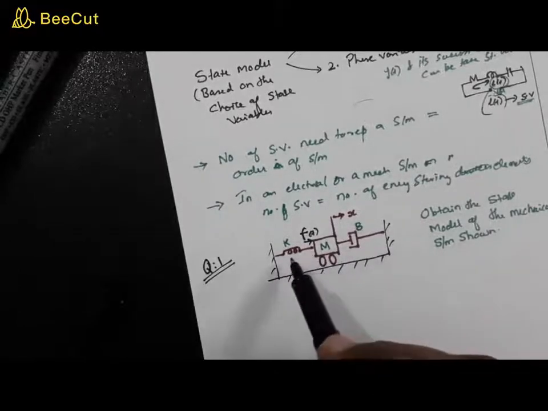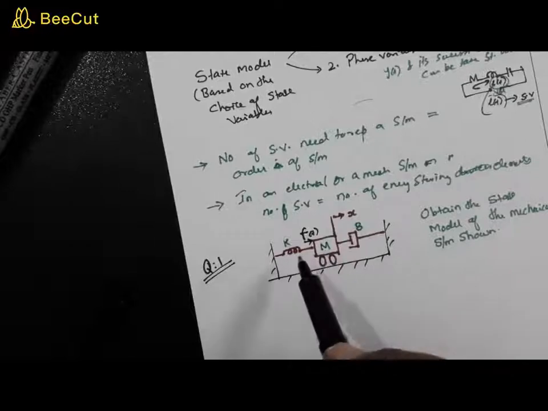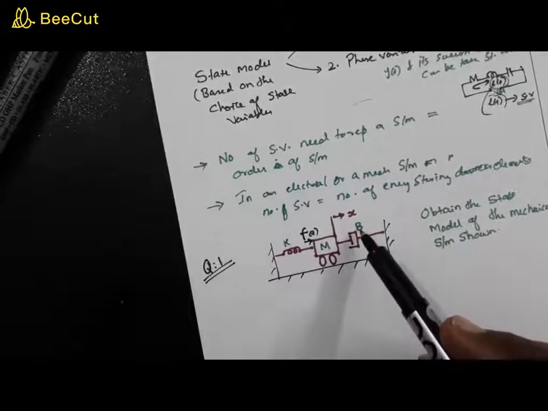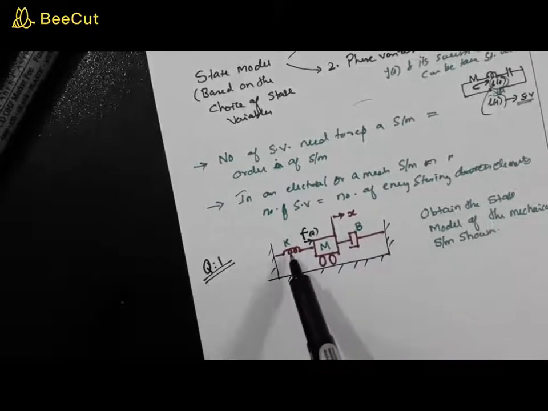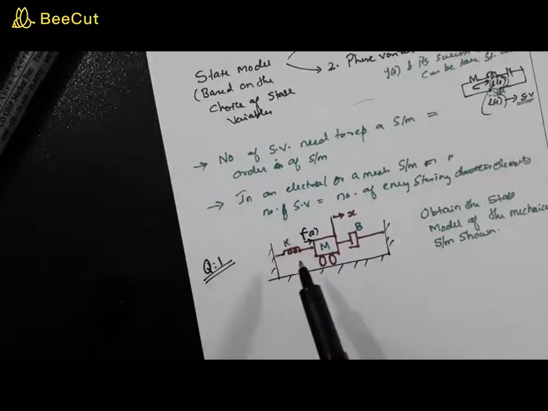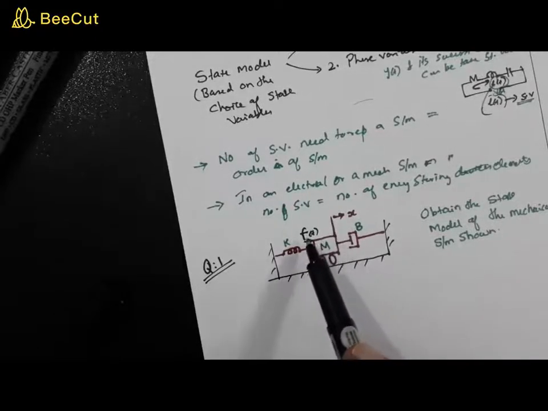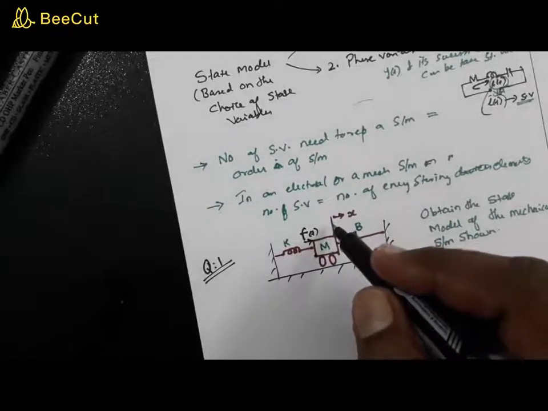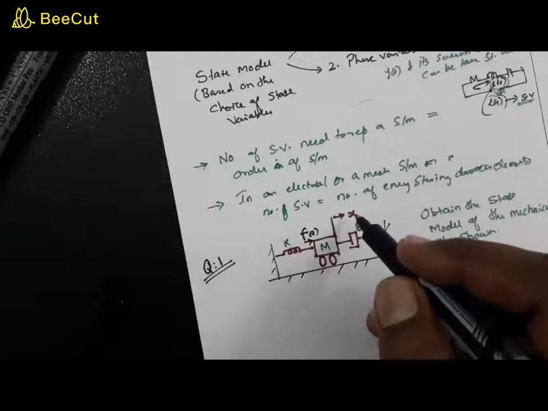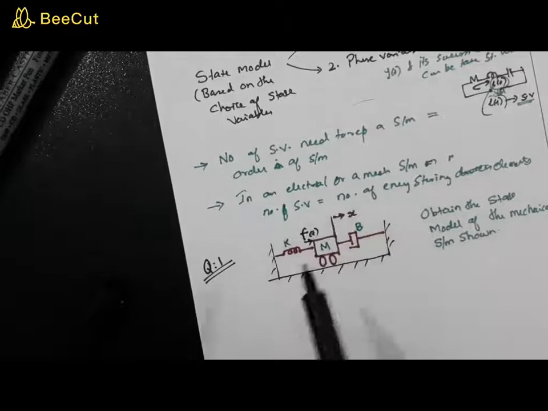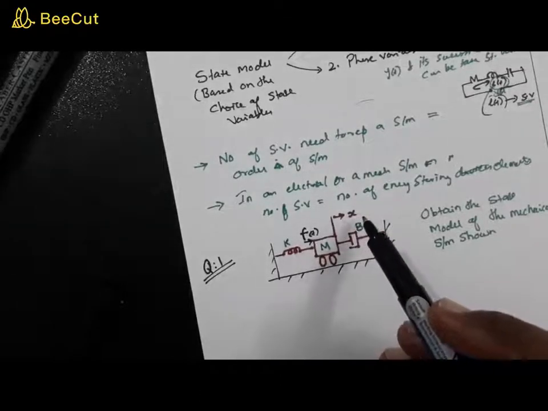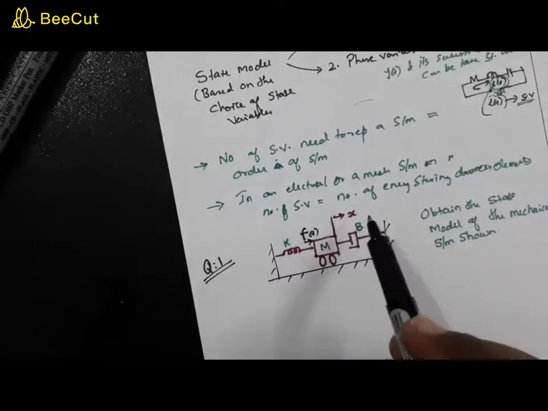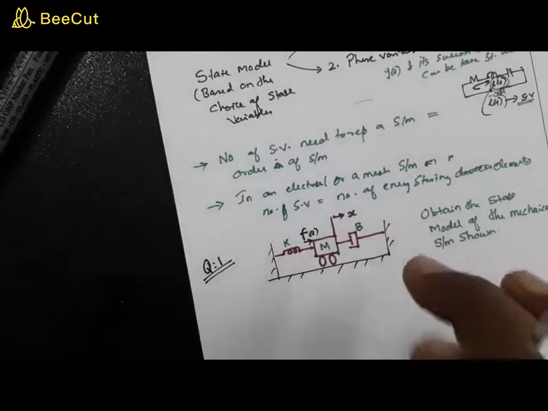This system is a simple mechanical mass spring damper system with mass m, a damper with damping coefficient b, and a spring with spring constant k. At this mass a force f of t is applied, which is your input, and this produces a displacement x. As far as this system is concerned, the output is x, which can be considered a physical variable associated with this mechanical system.